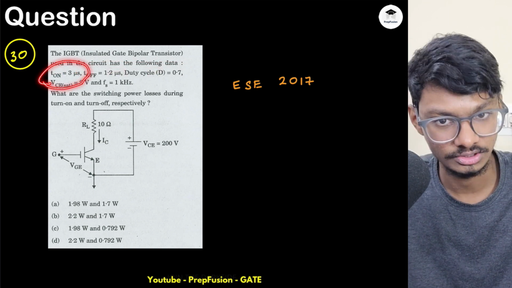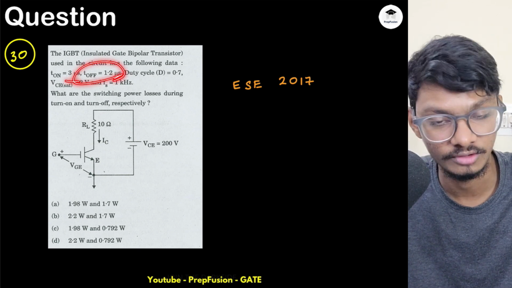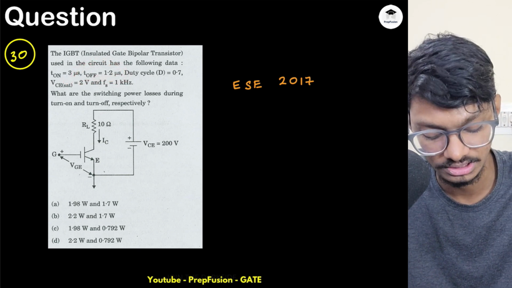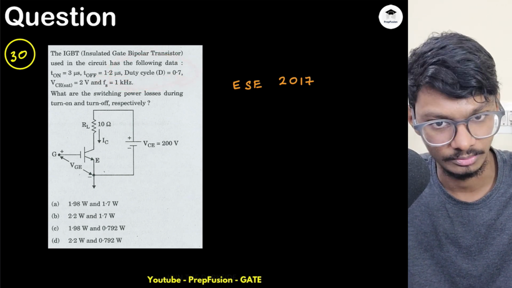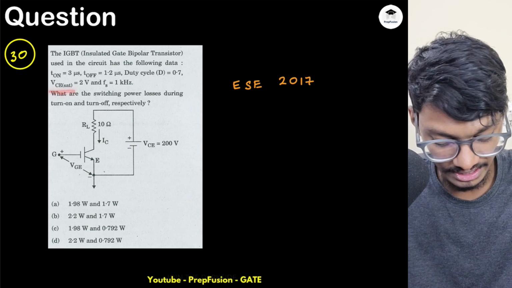The time required for the switch to turn on is 3 microseconds. The time required for the switch to turn off is 1.2 microseconds. Duty cycle means T on upon T. Don't worry about this duty cycle, we will study about this in choppers. VCE SAT is 2 volts.